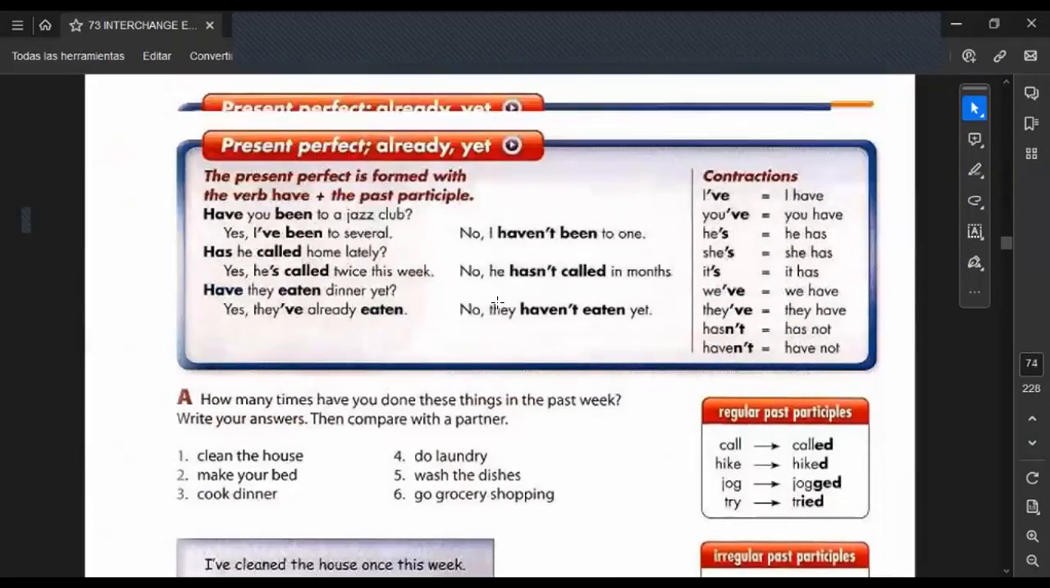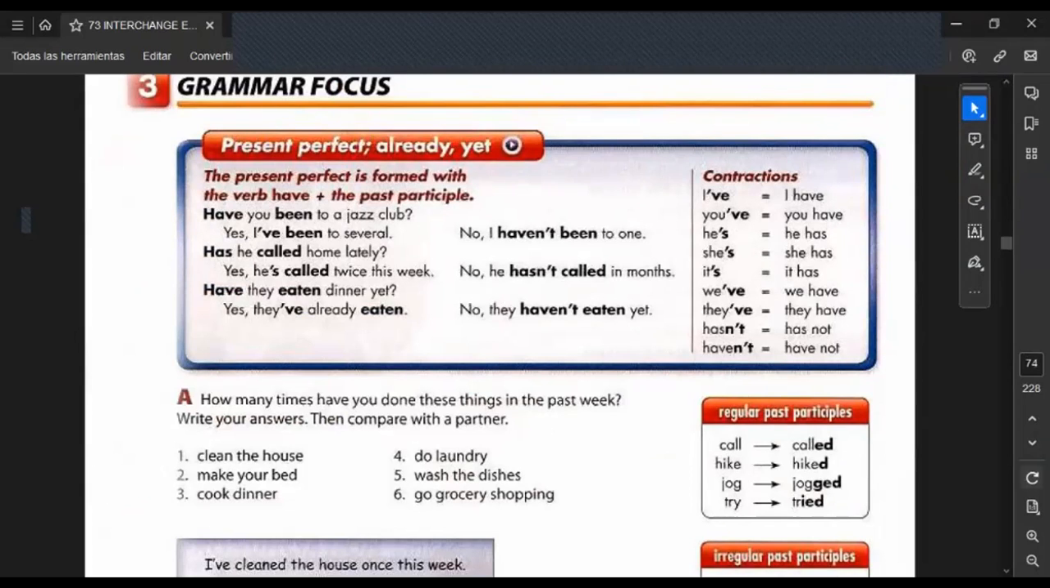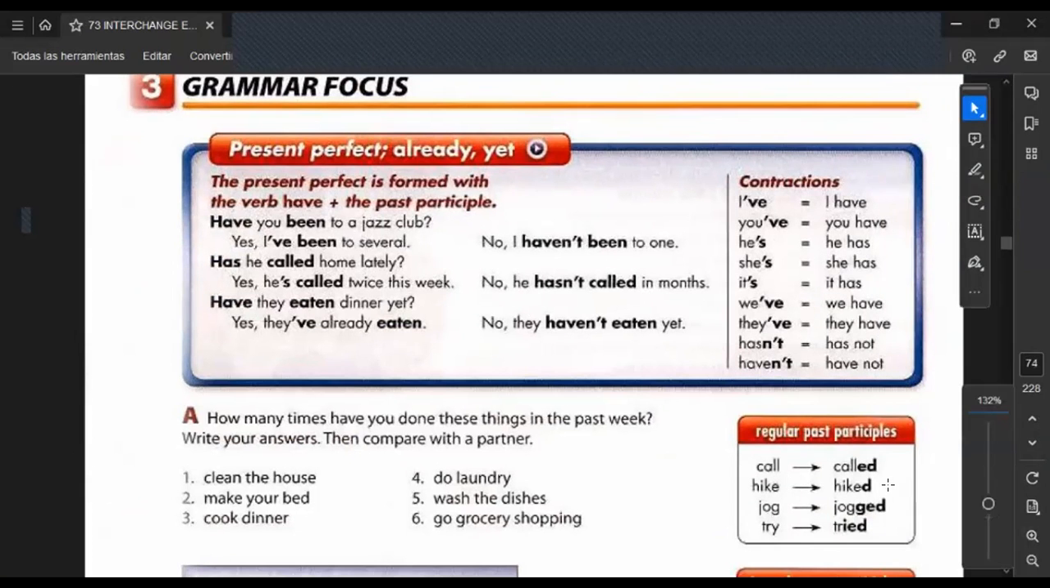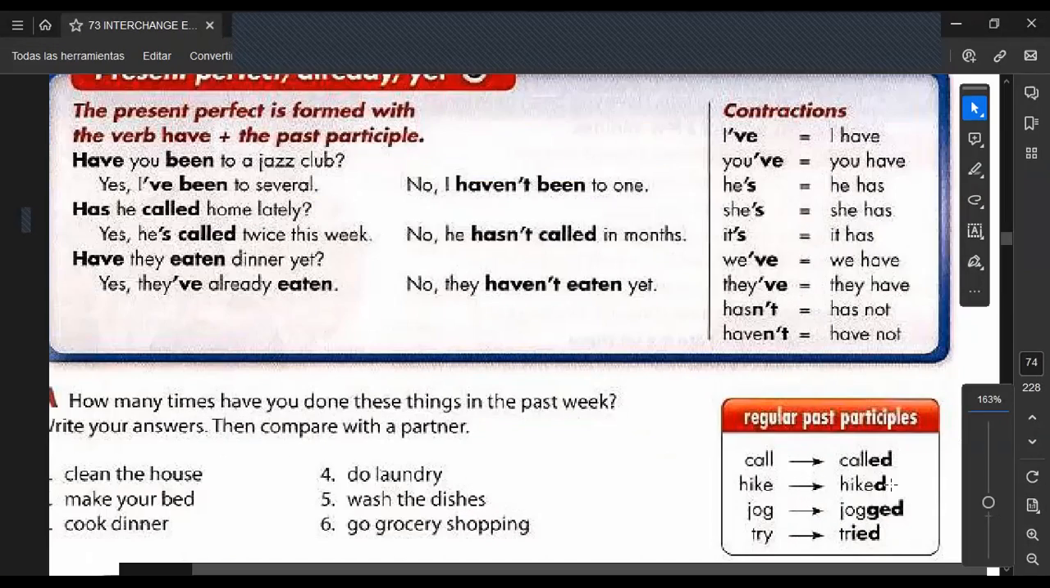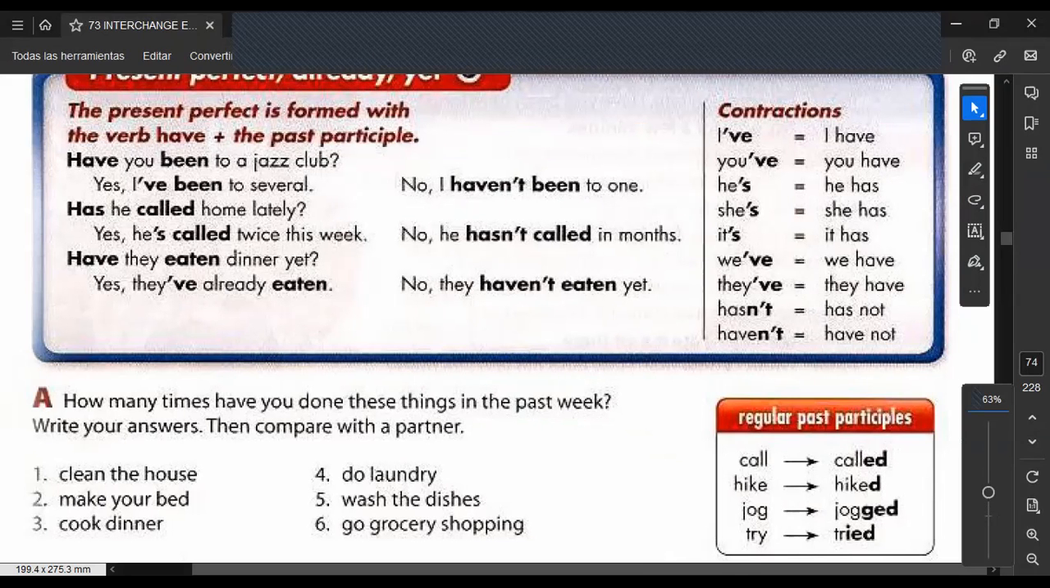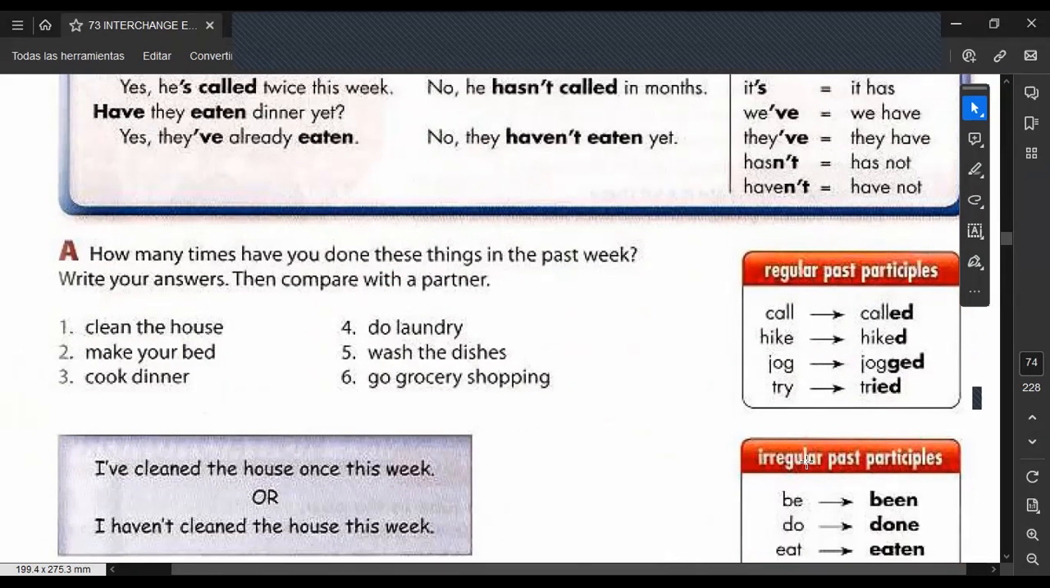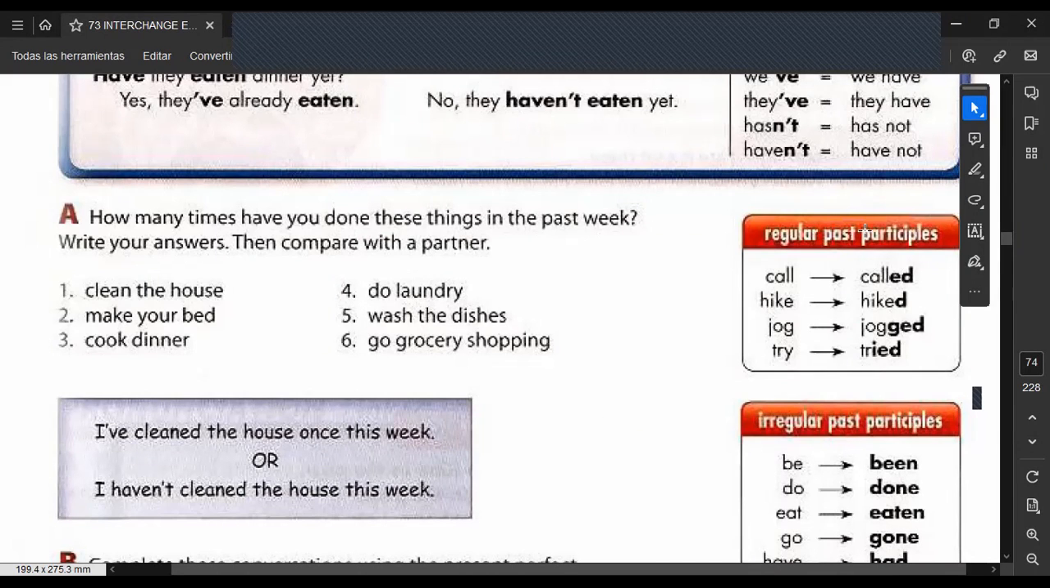So, yesterday, so we vamos a lo más complicado. Okay, now, you remember, in the list of the verbs, you have a present, past, and past participle, right? So you have three columns in the list of the verbs. You have a present, past, and past participle.